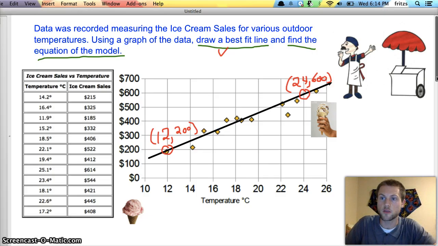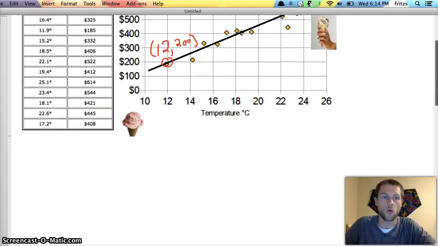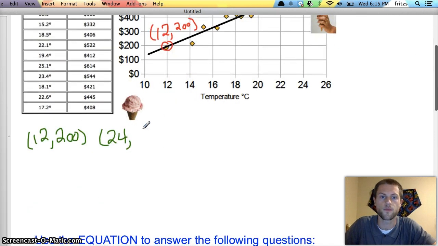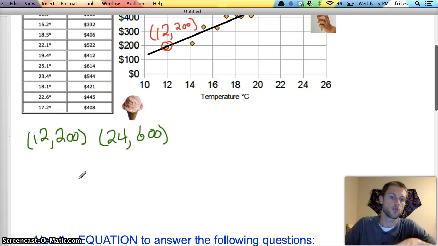At this point, this should be review. What we're going to do here is take the 2 points and rewrite them: 12, 200 and 24, 600. And I want to find the equation of the line given these 2 points. This should be review. So what I'm going to do is pause it here, do the work, and then we'll catch back up once I've done.